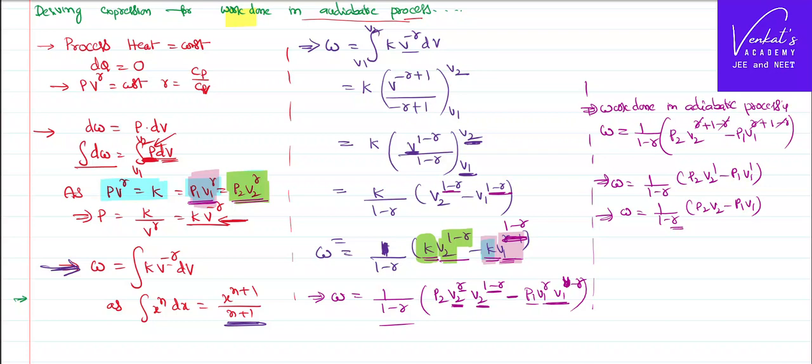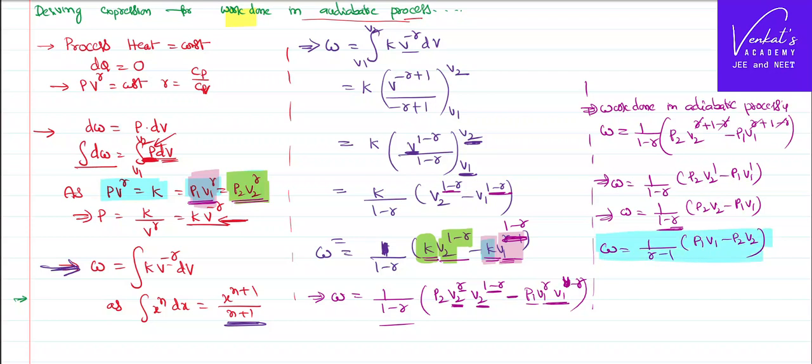But as gamma is always greater than 1, I will get a minus in the denominator. To avoid that, let's multiply with a minus. Then the terms will be swapped automatically. Right? That's the equation for work done in an adiabatic process.